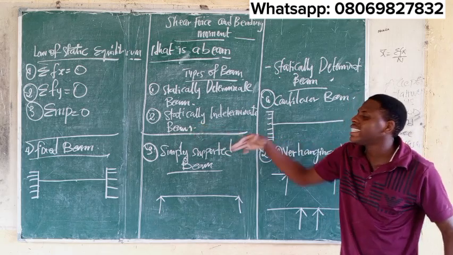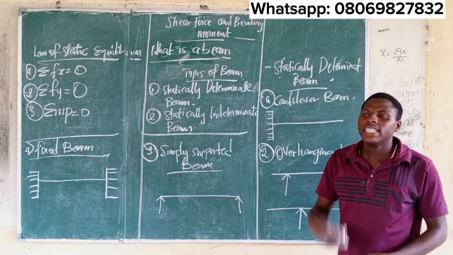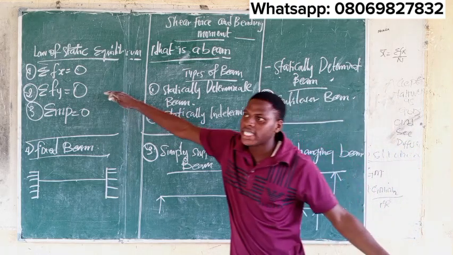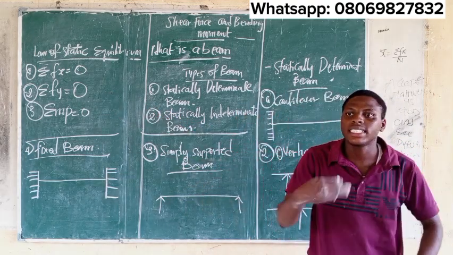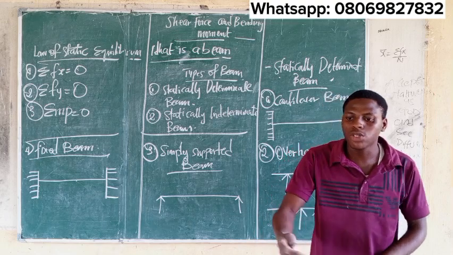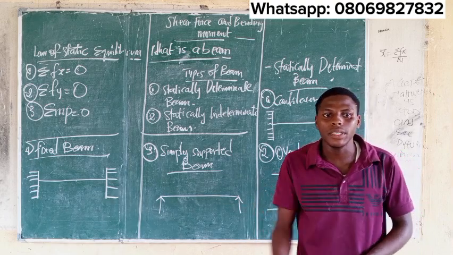Now the next type of beam which we talked about was the statically indeterminate beam. We said the statically indeterminate beams do not obey the law of static equilibrium. Now what are the statically indeterminate beams? So you can take this down. Examples of the statically indeterminate beam.